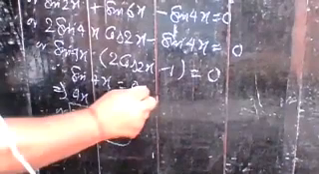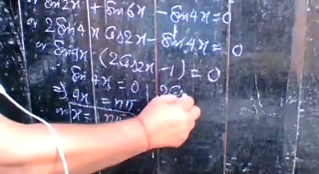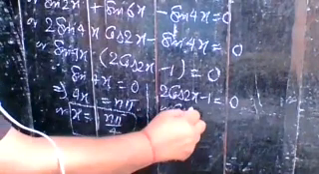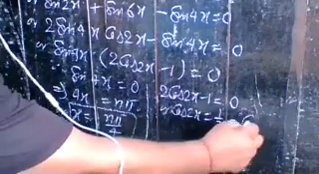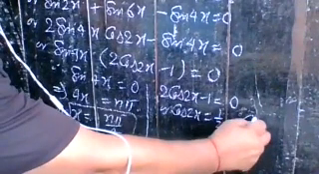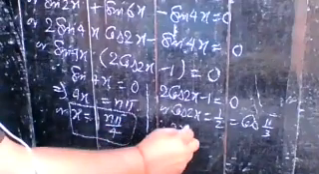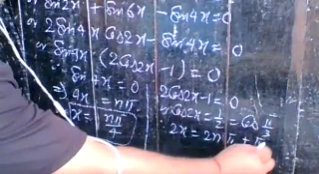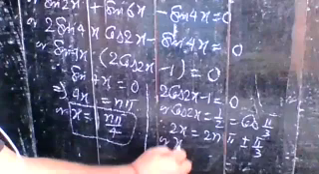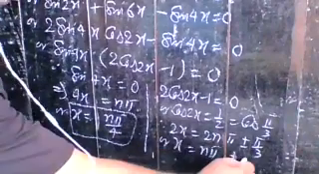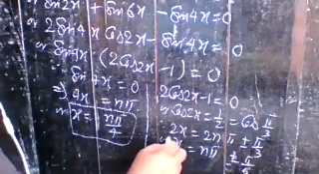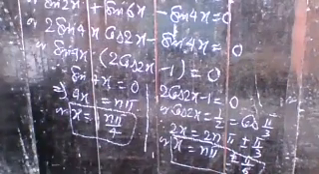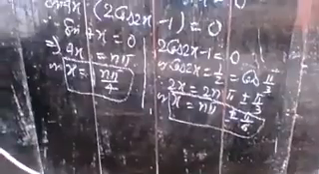Now for the second one, you have 2 cos 2x minus 1 is equal to 0, or cos 2x is equal to 1 upon 2. That is also equal to cos pi by 3. So you have 2x is equal to 2n pi plus minus pi by 3. So the value of x is n pi plus minus pi by 6. So that is your final result: x is equal to n pi plus minus pi by 6.